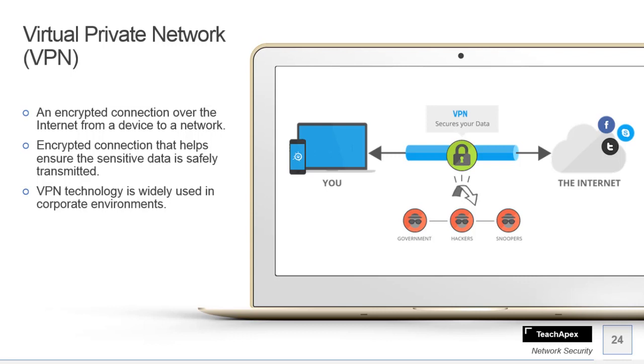All right, so these are the different types of networks that we have discussed in this video. In the next video, we will be covering the protocols.